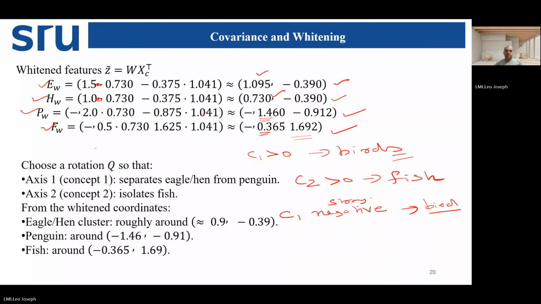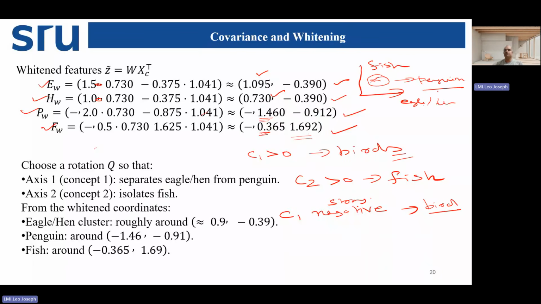Okay. So axis 1 separates eagle and hen from the rest, so this forms one axis. This is the eagle and hen axis. And this forms another axis, that is the fish axis. But penguin is lying neither on this axis nor on this axis, that is minus 0.1460. The positive axis it is not possible, the fish axis also it is not possible, so it lies somewhere. That means it is not oriented with eagle or fish, so it is automatically what? It is a penguin.